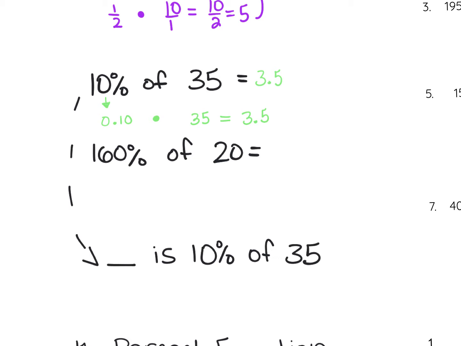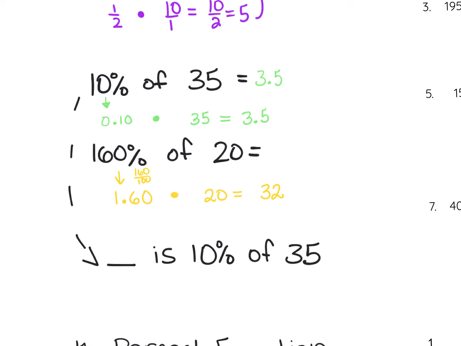160% of 20. We're going to turn 160% into a decimal, a number we can plug into our calculator. It's 1.60. Remember, that's 160 over 100. "Of" means times 20. And when we plug that into your calculator, you get 32.